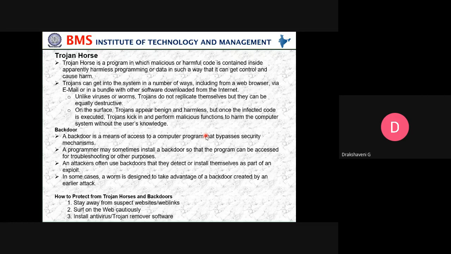Then backdoor. A backdoor is a means of access to a computer program that bypasses security mechanisms. A programmer may sometimes install a backdoor so that the program can be accessed for troubleshooting or other purposes. An attacker often uses a backdoor that they detect or install themselves as part of the exploit. In some cases, a worm is designed to take advantage of a backdoor created by earlier attacks.